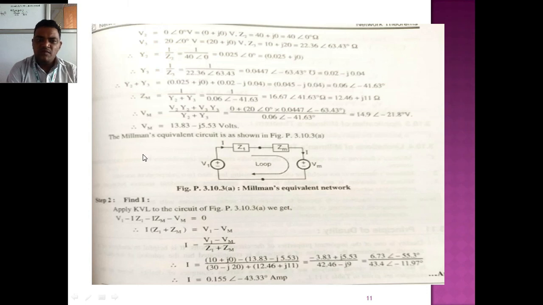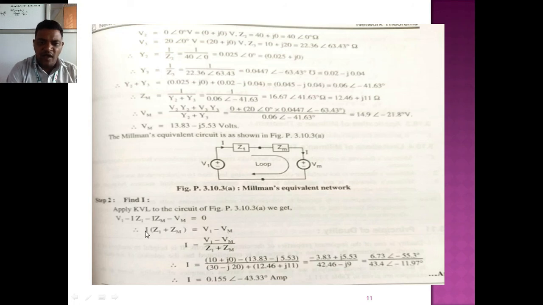So for the Millman's circuit, as shown in the figure, we have to calculate V1 and Z1 and Z of M, and here is the V of M. This is the Millman's equivalent circuit diagram. So in step 1, we apply the KVL law to the figure: V1 minus I1 Z1 minus I of ZM minus VM is equal to 0. Here I is common, and V1 minus VM is equal to I Z1 plus I of ZM. You convert these parameters to the right hand side and keep V1 minus VM on the left side, and rearranging the equation, I of Z1 plus Z of M is equal to V1 minus VM.